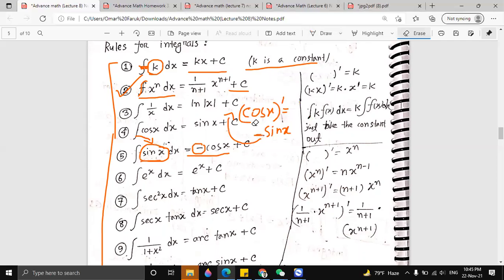You see here we have minus sin x. The derivative of cos x is equal to minus sin x. But in the formula we are taking sin x. That's why we get a minus sign with cos x. If we integrate sin x, then it will be minus cos x. Am I right? If I take minus sin x here, maybe it will be cos x only.